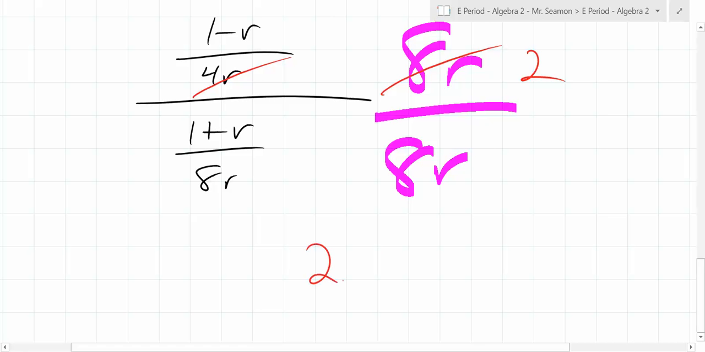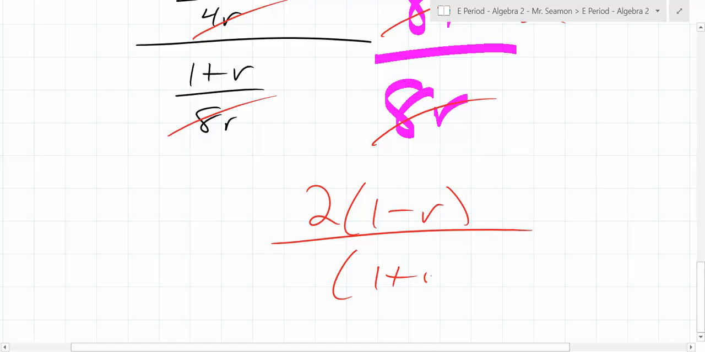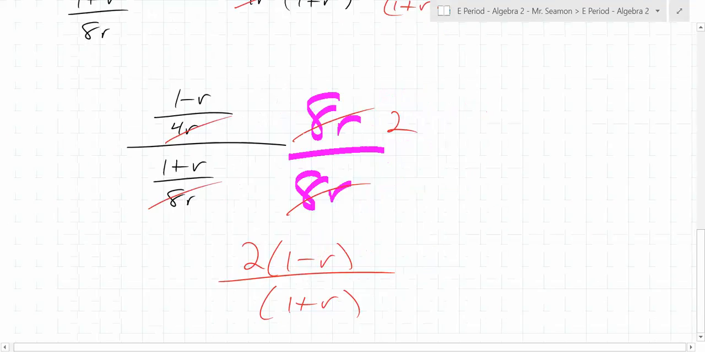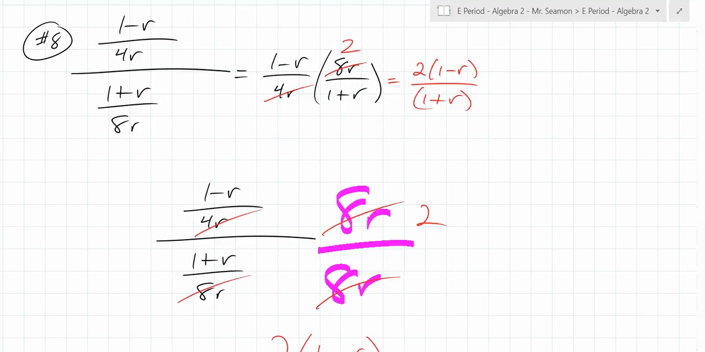So it becomes 2 times 1 minus r, and then this cancels there, all over what? It's the same exact thing. Same method, same level of work, really. Same complexity.